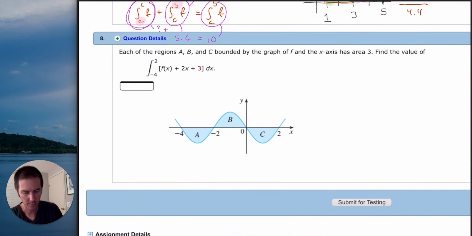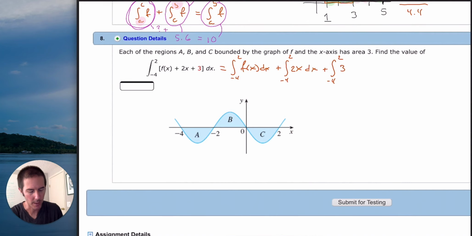Well, let's keep using this sort of burnt orange color. I like that. The first thing I'll do is distribute my integral. So I'm going to take this integral and distribute it to the f of x and to the 2x and to the 3. So we have the integral from -4 to 2 of f of x dx plus the integral from -4 to 2 of 2x dx plus, again, the integral from -4 to 2 of 3.